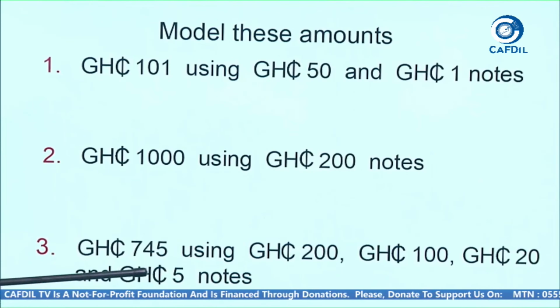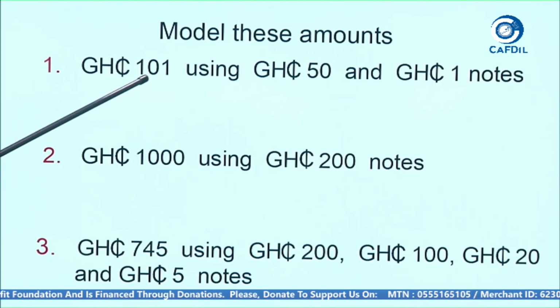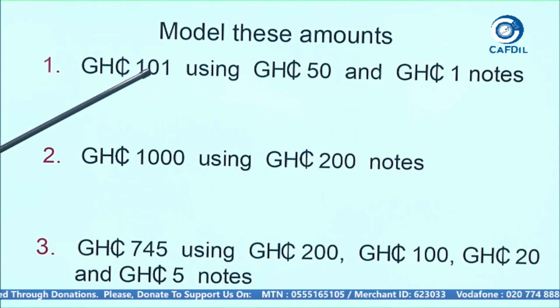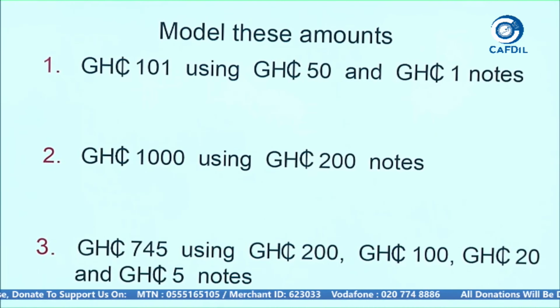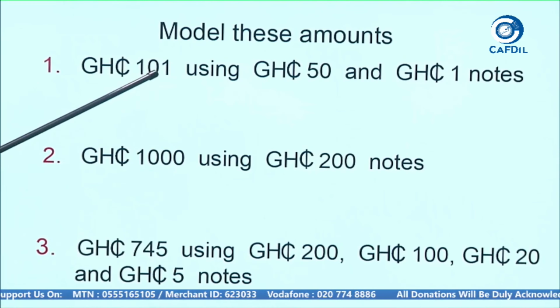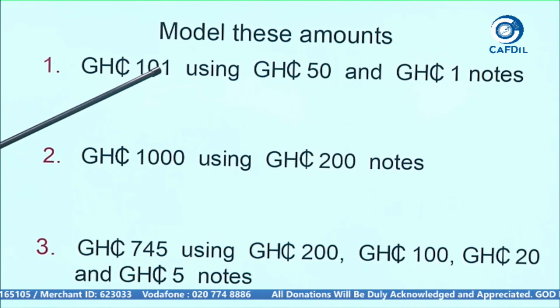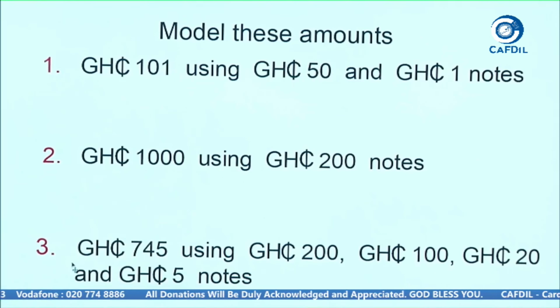My learners, you see, when we expand this amount, we're going to have 100 cedis and then 1 cedi. So I want us to expand this amount, 101 cedis. When we expand it, we will get 100 cedis plus 1 cedi.